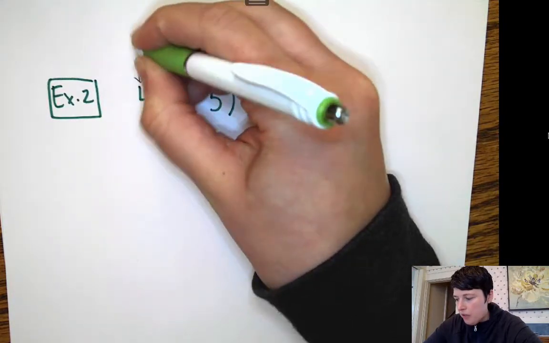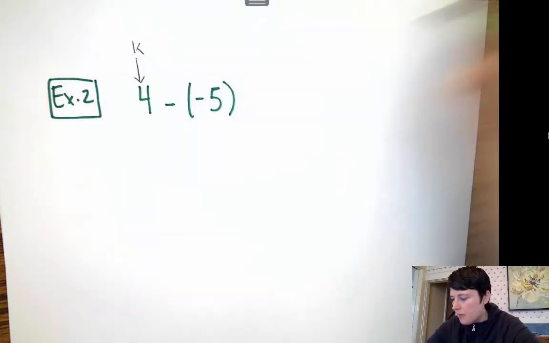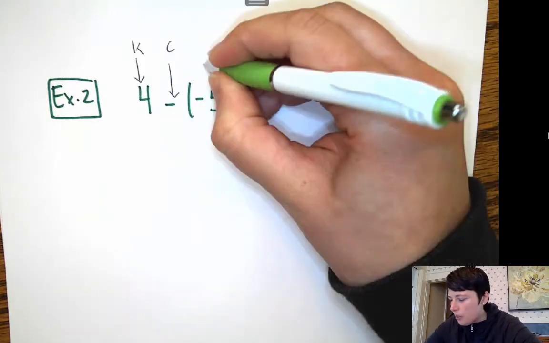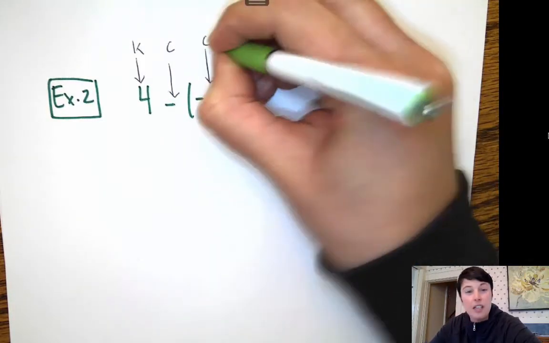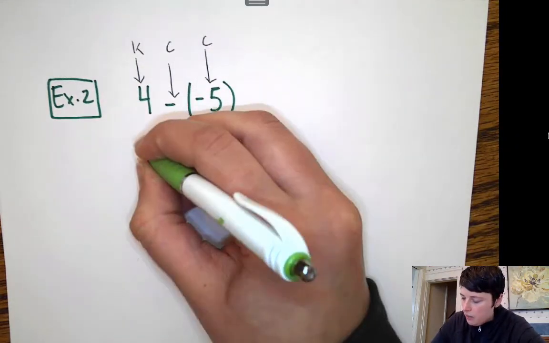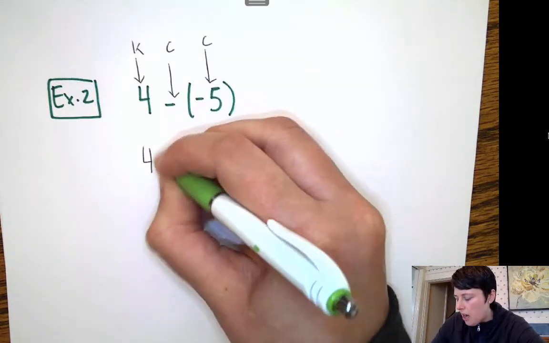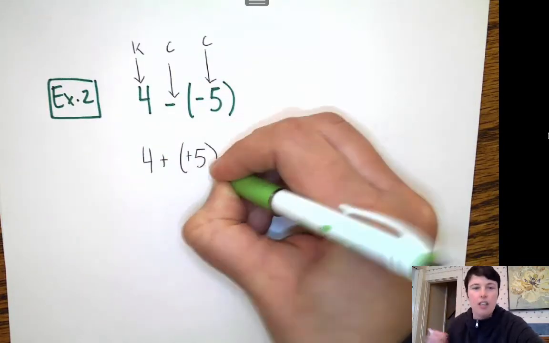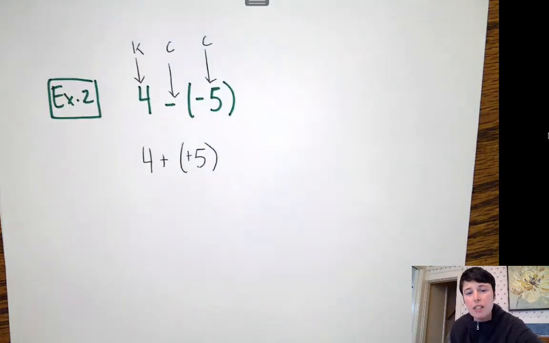We're going to keep the 4, that's the K. We're going to change the subtraction, that's the C. And we're going to change the -5, that's the other C, KCC. So keep the 4, okay, so that stays 4. Change subtraction to adding. Change the -5 to a +5. There we go. Now we have 4 plus a +5.